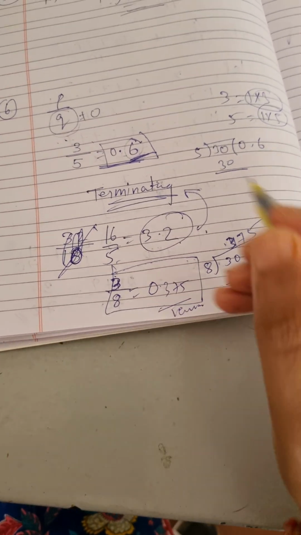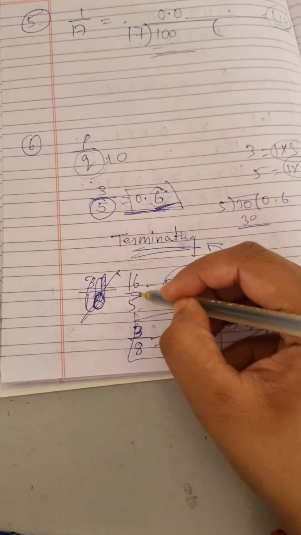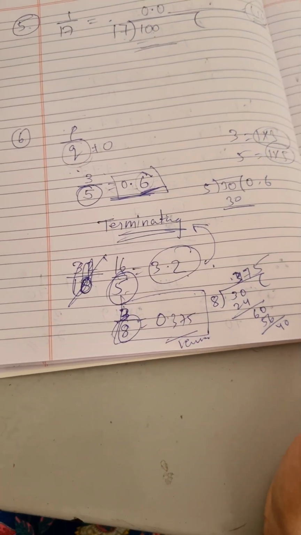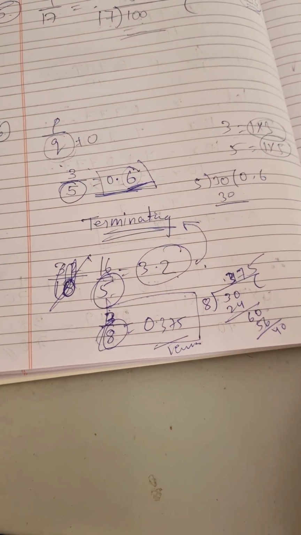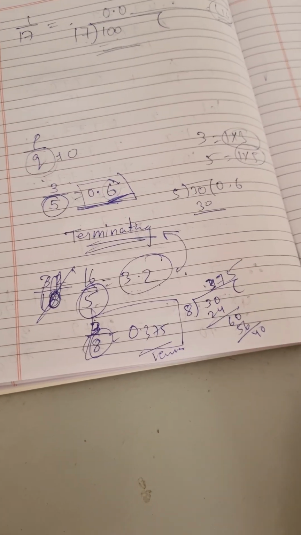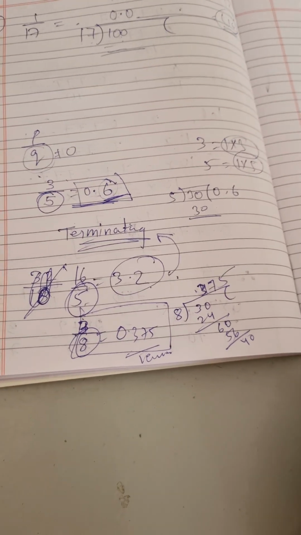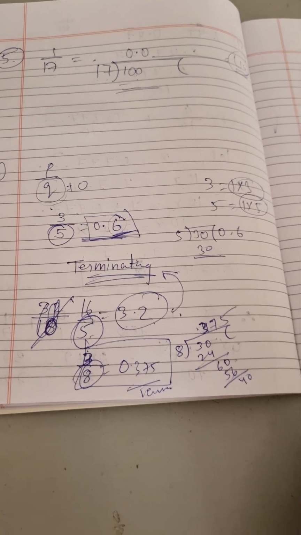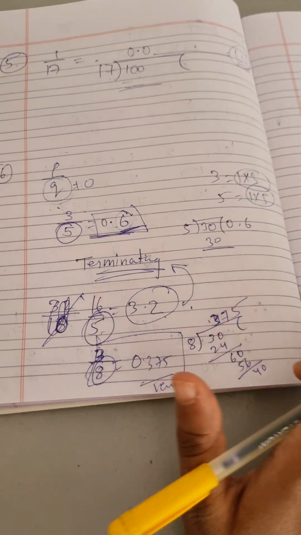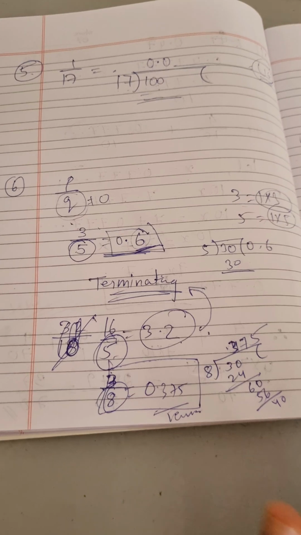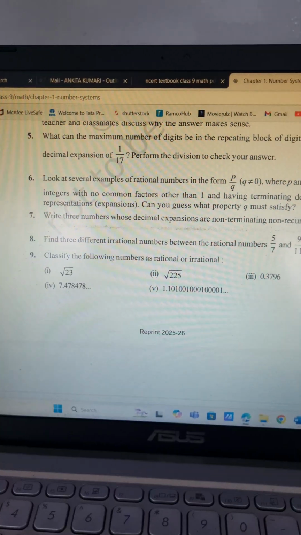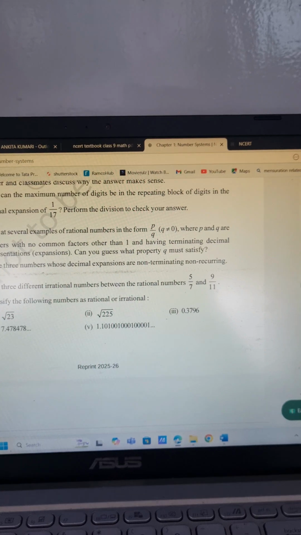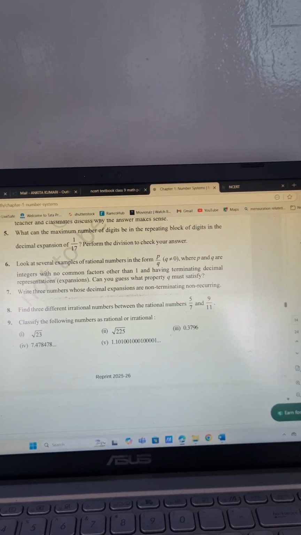So have you noticed one thing? If the base is 5, 4 or 8, it will always be terminating, even if the base is 2. If it's a prime number like 11, 7, 3, then we will not get terminating numbers. Then we would get non-terminating numbers. Now let's move to the next question, question number 7.